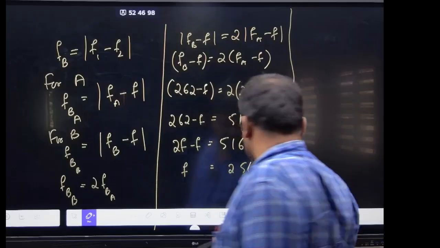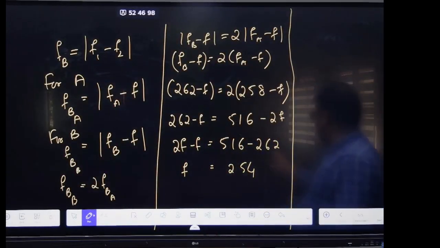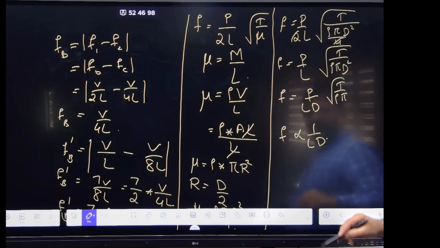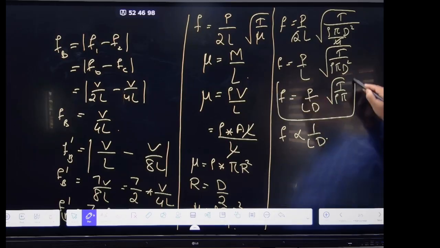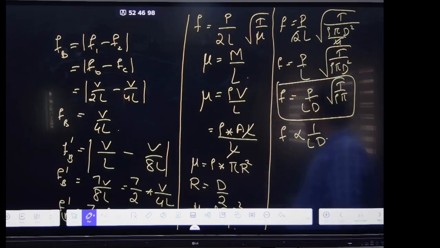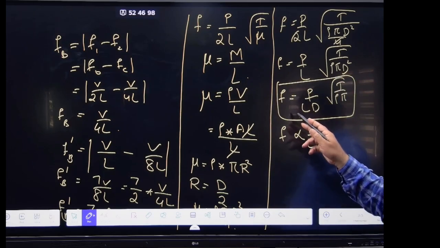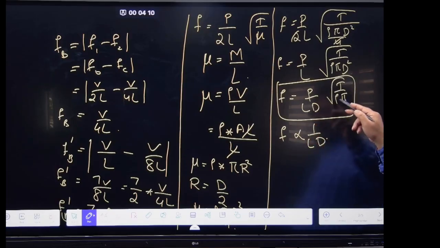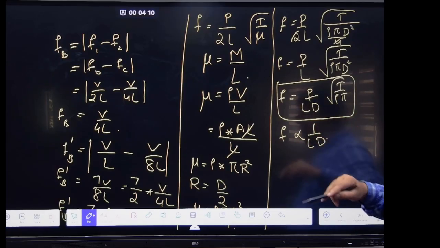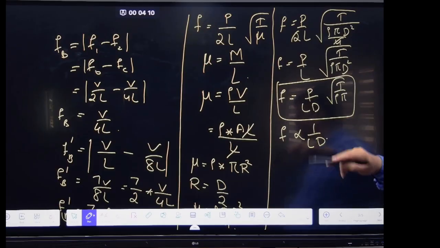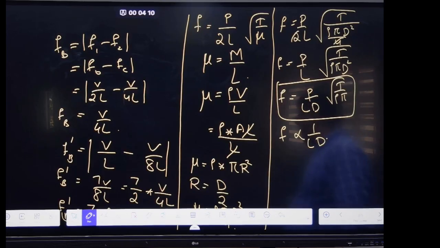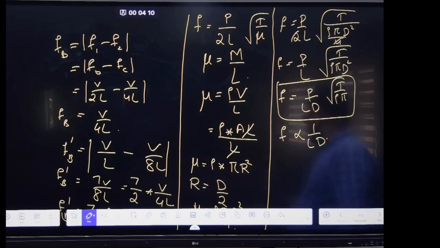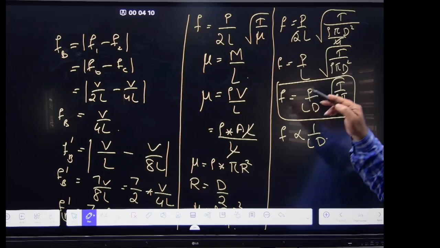So first of all, let us try to find out which formula we are going to apply. Here, the formula is F equal to 1 by LD root of T by rho pi. Here L is the length, D is the diameter, T is the tension. All the factors given there are present here. That means this is the formula we are going to apply.